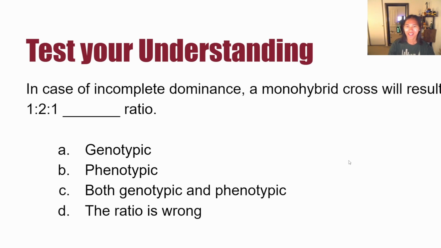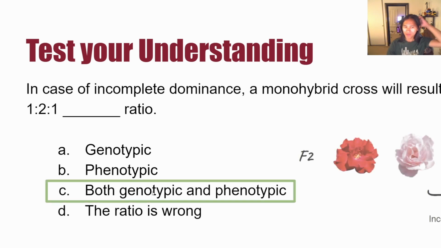Now in the case of incomplete dominance, a monohybrid cross will result in an F2 with a 1:2:1 ratio. That's right. Both genotypes and phenotypes will be 1:2:1. This is because you'll have a quarter being homozygous red, a quarter homozygous white, and then half of them will be heterozygous, but because this is incomplete dominance, these are going to blend together to form pink, and so half of them are pink. There's one red, two pink, and then one white: one homozygous, and then two heterozygous in the middle.